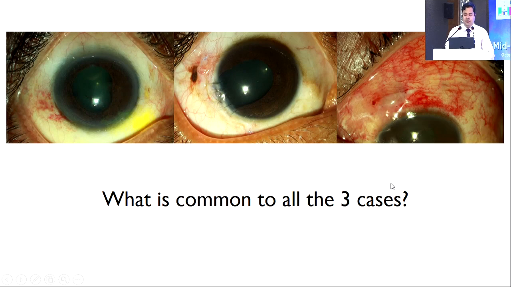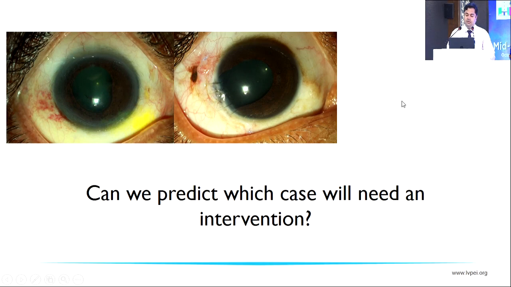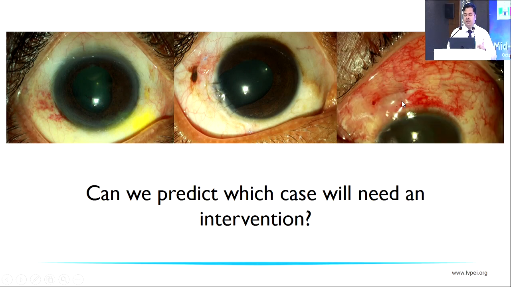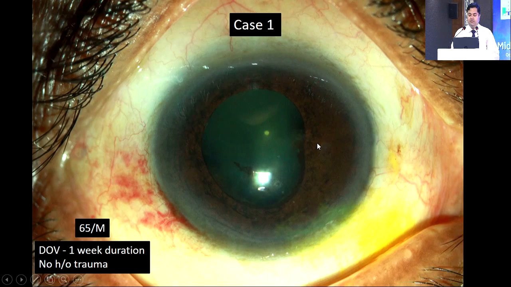So if you look at this, what is common to all these three cases? You have some kind of subconjunctival hemorrhage here, you have a post-corneal limbal tear here, and an eye with a suspected scleral tear. So can we predict which case will need an intervention? All these three cases are cases of occult scleral tear. So let's look at case 1.